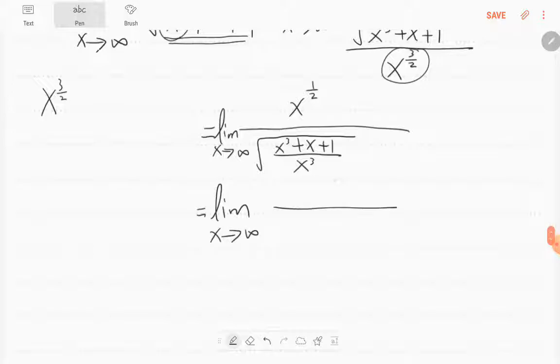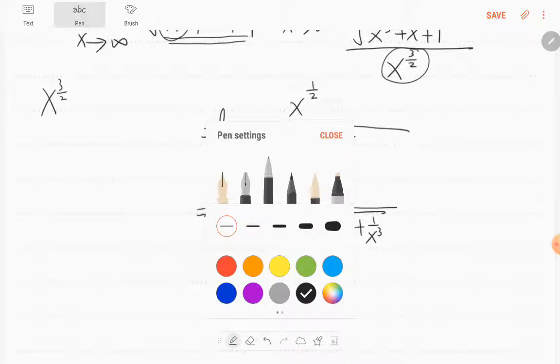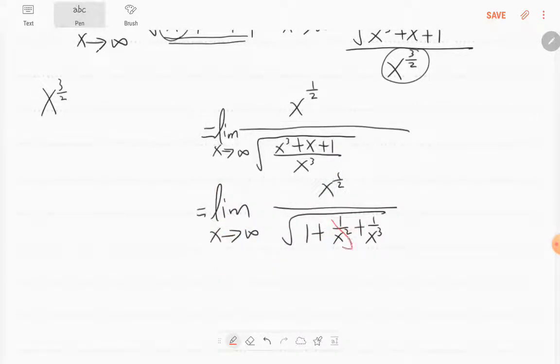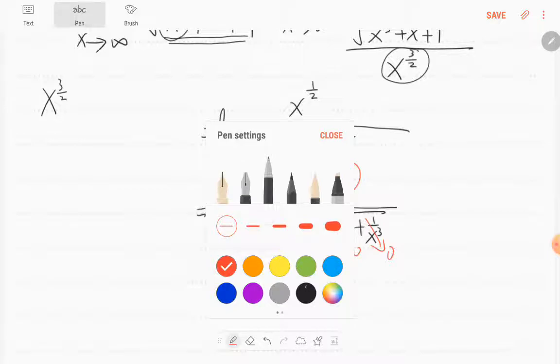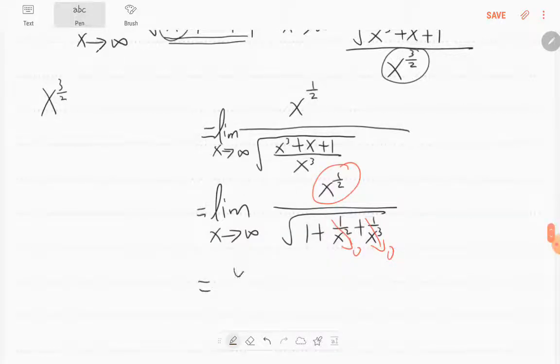So you will have x to the 1/2 over the square root of 1 plus 1 over x squared plus 1 over x cubed, right? As x approaches positive infinity, these terms would be 0. But the numerator, when x is infinity, you take the square root, it's still infinity. So your result would be infinity over 1 plus 0 plus 0, which is infinity. So be careful when you have the radical sign.